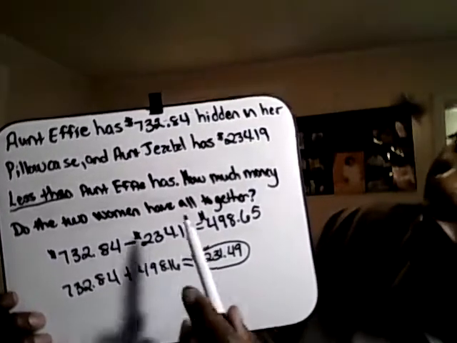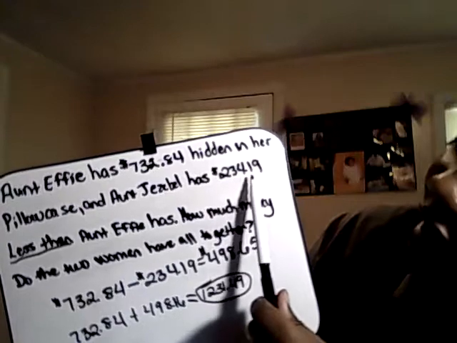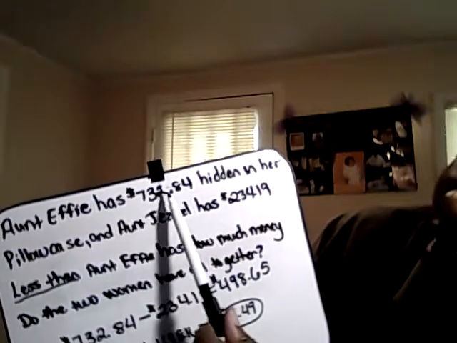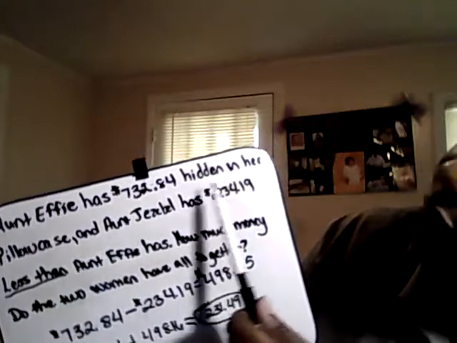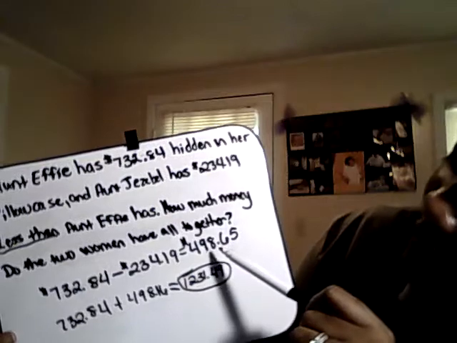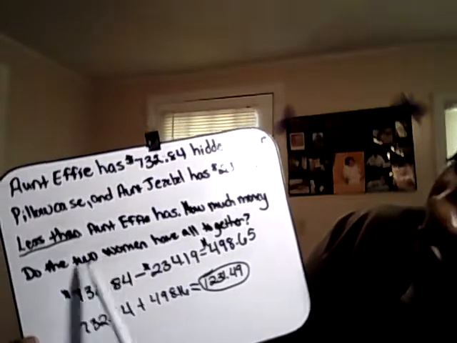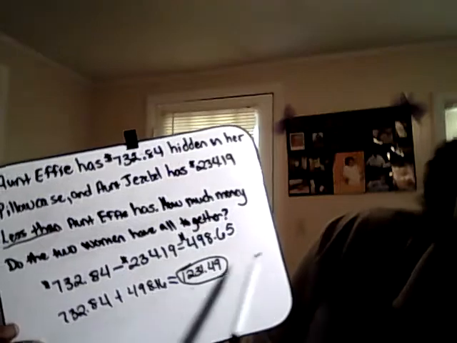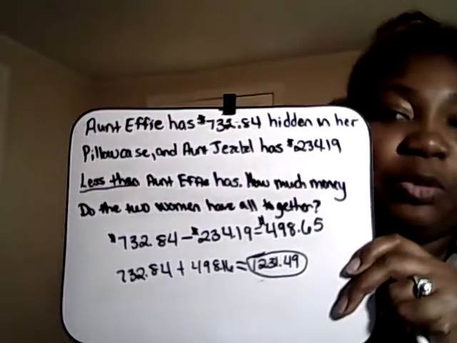So like I said, I just went out for the keyword. I found it said Aunt Jezebel has $234.19 less than Aunt Effie has. So I knew that Aunt Effie had this amount. Less than let me know that I had to subtract something. So I had to subtract the 234.19. That's how we found Aunt Jezebel's amount. And then it says, how much money do the two women have altogether? So all I have to do is add those two numbers together to get the total of how much they had altogether. Okay? I'm going to find one more example for you guys and then we'll work that out as well.